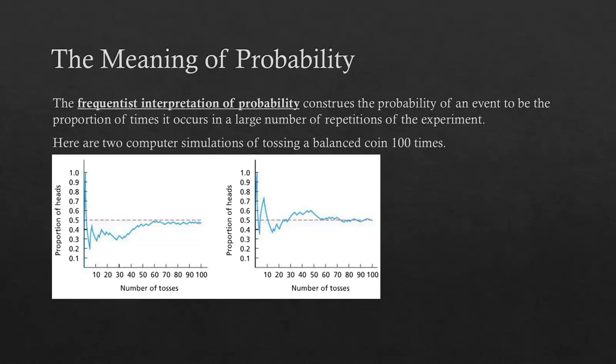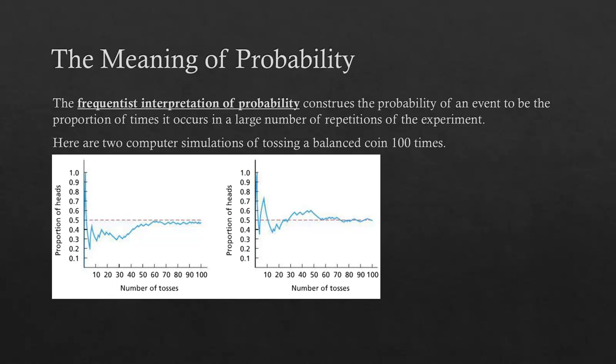Now, this is something called the frequentist interpretation of probability, and basically it says that if you're tossing a coin, you have a 50% chance of it landing on heads or tails. We all know that, just basic common sense. But what the frequentist approach says is that no matter what, when you toss it a large number of times, it's going to get closer and closer to that 50% mark in terms of your results.